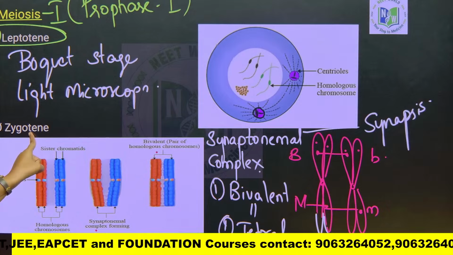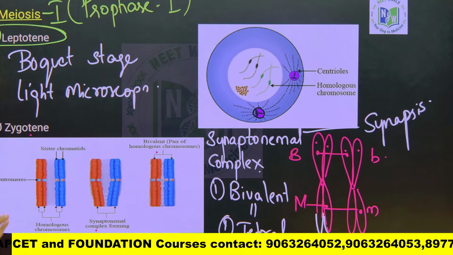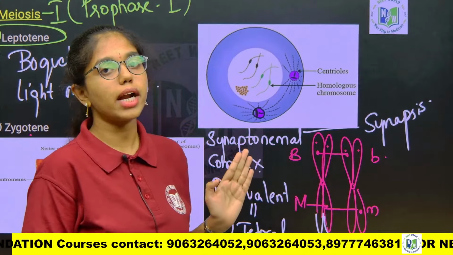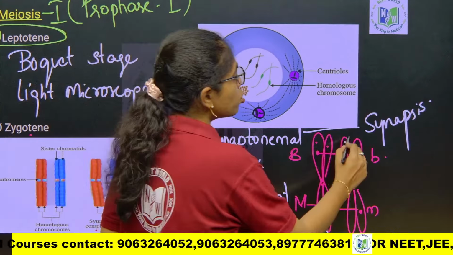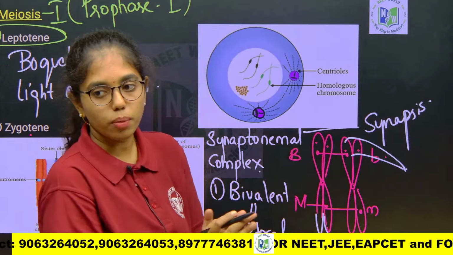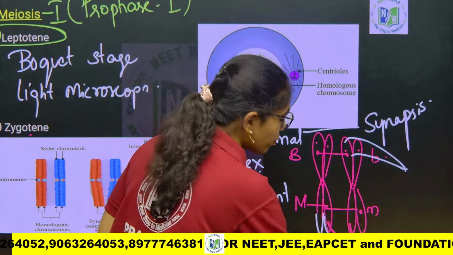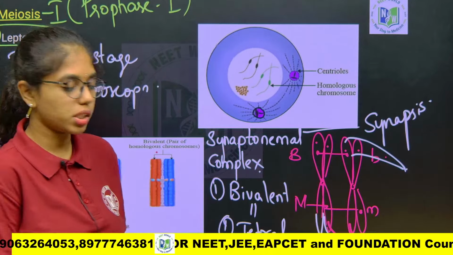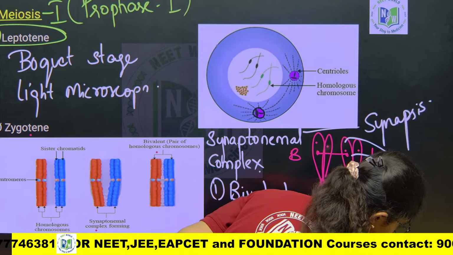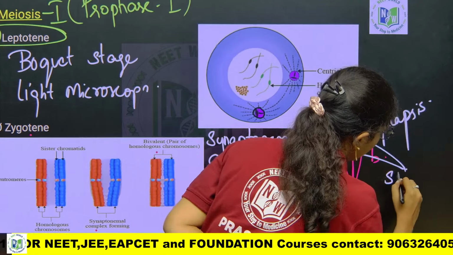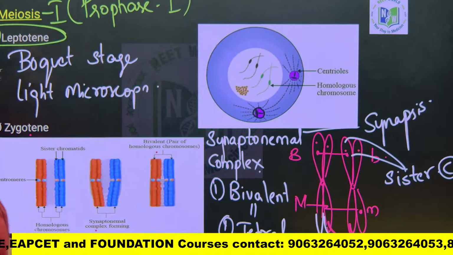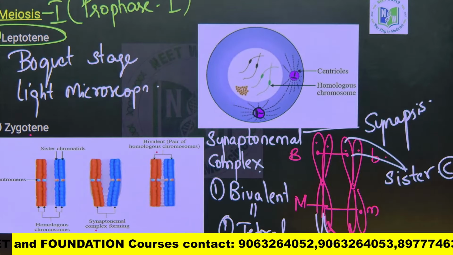So any time you come across the terms synaptonemal complex, bivalent, homologous chromosomes, you have to choose which substage? Zygotene substage. And here in these homologous chromosomes, you should be clear about sister chromatids and non-sister chromatids. These two chromatids of the same chromosome are sister chromatids. These two chromatids of different chromosomes are non-sister chromatids. These are non-sister chromatids and these are sister chromatids. Clear? So you are clear with the leptotene stage and zygotene stage.